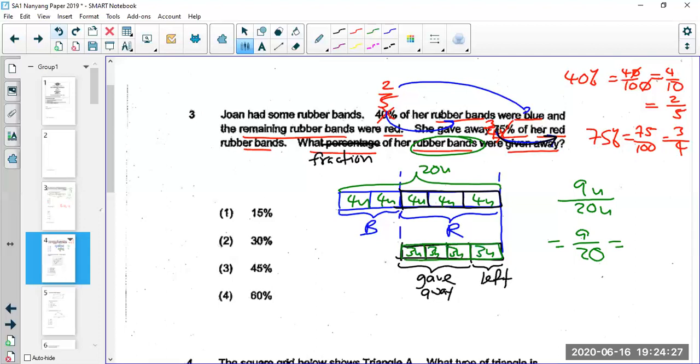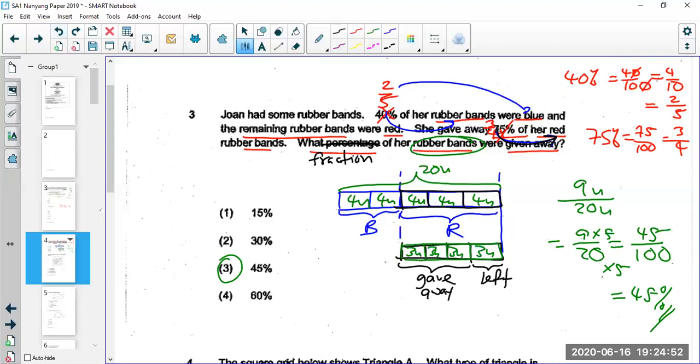Now can you convert to percentage? You still remember how to get your percentage? You change your denominator into 100, you times 5, and you times 5, and you get 45 over 100. So once your denominator is 100, how many percent of the rubber bands were given away? Which is 45%. So you have given away 45%.